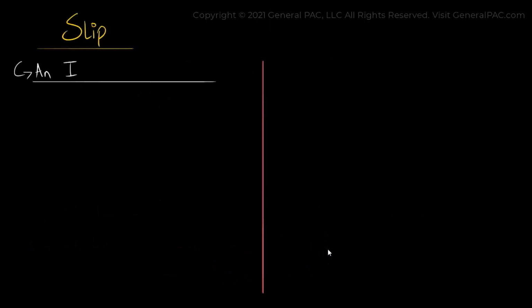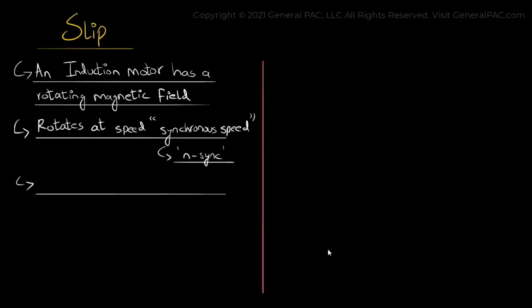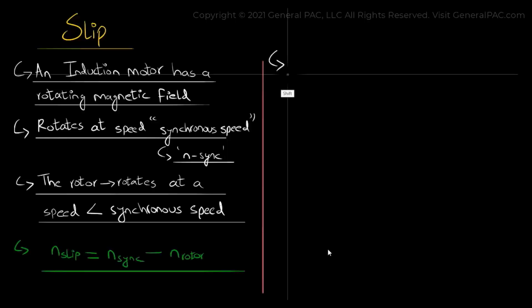So first we'll start with slip. As discussed earlier, an induction motor has a rotating magnetic field which rotates at the speed known as synchronous speed, or n-sync. The rotor, however, rotates at a speed slightly less than the synchronous speed, and the difference between the synchronous speed and the rotor speed is known as slip speed. So n-slip is equal to n-sync minus n-rotor.